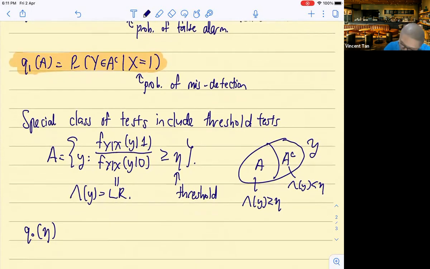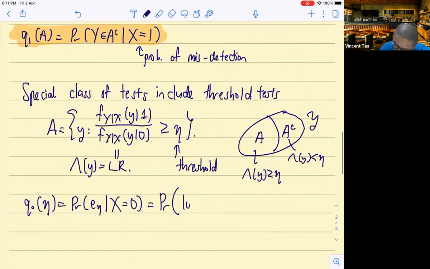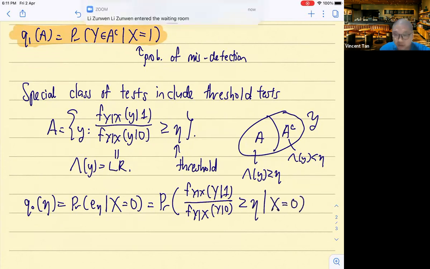Q0 of eta is equal to the probability of the event E of eta conditioned on X equal to 0. To be more long-winded, this is nothing but the log of, oh sorry, there's no log, because I like to take logs, but here we are not taking logs. f of Y given 1 divided by f of Y given 0, where Y is capital Y. Now we want this direction because we are making a declaration that X is equal to 1 when in fact X is equal to 0.